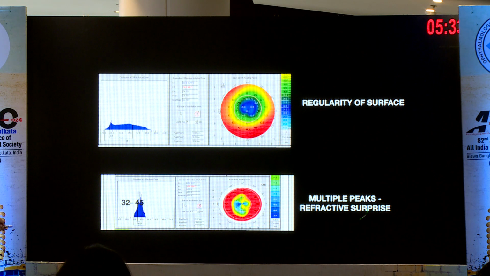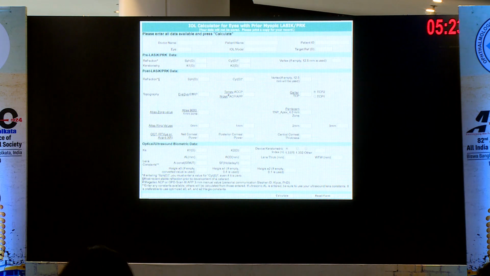But if you have an irregular surface, as you can see here, you can see multiple peaks. So here is the chance where you might get a refractive surprise, because you never know which points are being measured for the IOL power calculation in these cases.